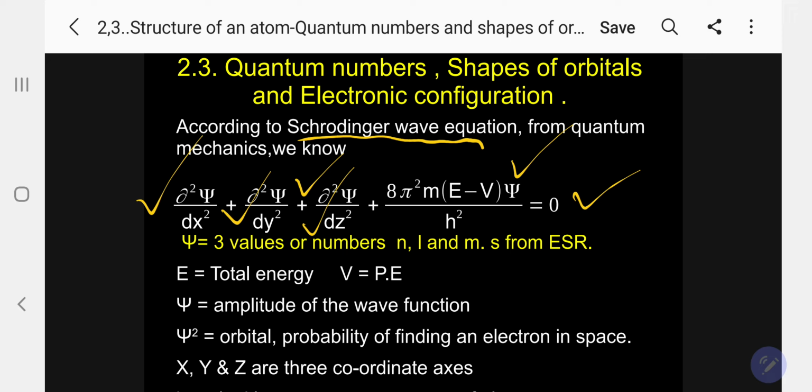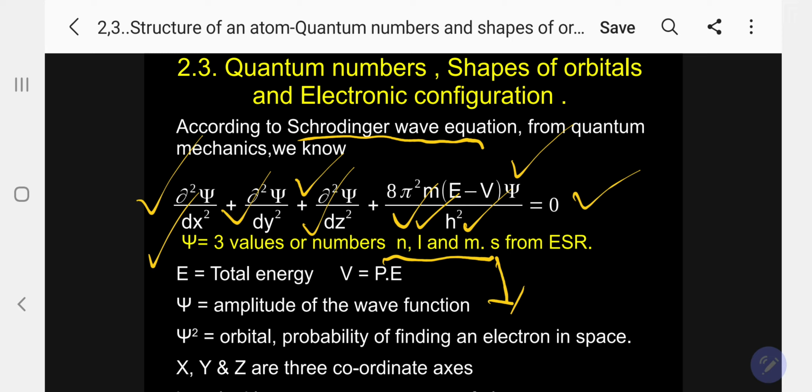When this equation was solved, psi has three values or numbers. They are n value, L value, m value. They are nothing but, we will see later, principal quantum number, azimuthal quantum number and magnetic quantum number. The fourth quantum number S is not obtained from Schrödinger wave equation. It is obtained from electron spin resonance spectroscopy.